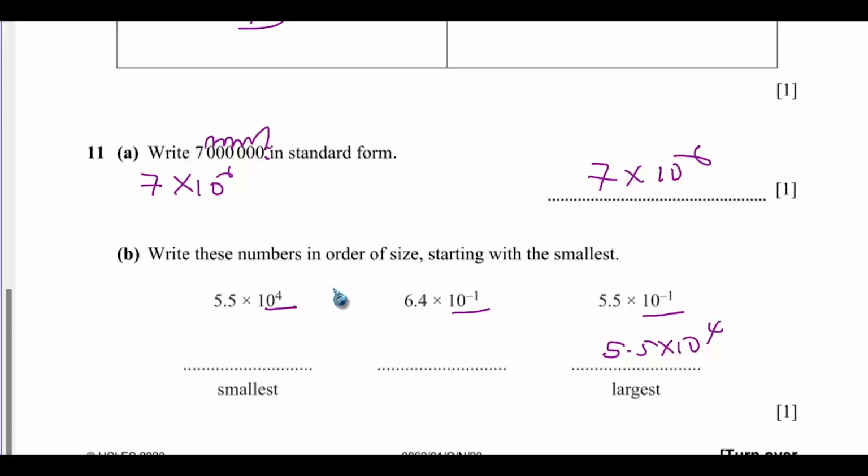So the smallest one will be between this and this. Since they are both raised to negative power of 10, then we can consider the standard form number here, that is 6.4 and 5.5 here. So 5.5 is smaller than 6.4, so that means the smallest will be 5.5 times 10 to the power of negative 1. Then you have 6.4 times 10 to the power of negative 1.